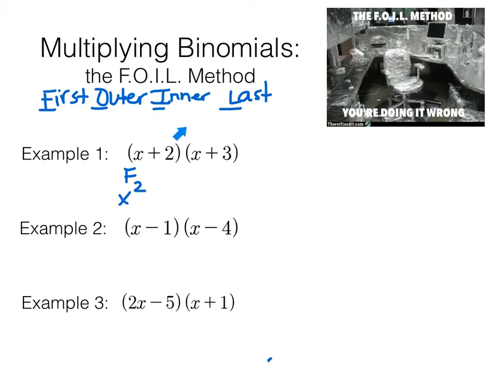O for outer is the product of the outer things in the parentheses. So the outside would be the x on this one and the 3 on that one. So O for outer, plus 3x. Inner would be the inside thing for each one. Plus 2 times x, so plus 2x. So that's inner, plus 2x. And finally last, the last part of each one, plus 2 times plus 3, plus 6. And that's L for last.